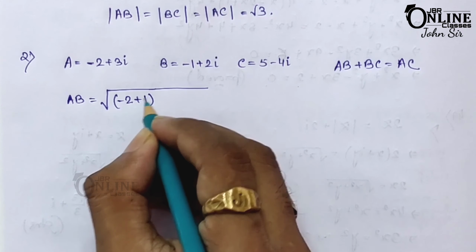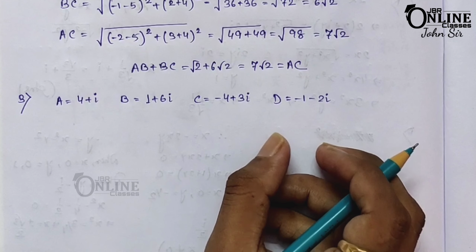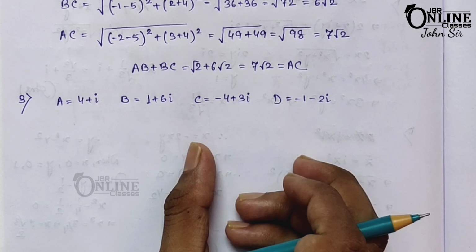Now the third one: if the points A, B, C, D are represented by the complex numbers 4 plus i, 1 plus 6i, -4 plus 3i, -1 minus 2i respectively, then show that ABCD is a square. Now all of you know that in a square all sides will be equal. So AB equals BC equals CD equals DA. All sides will be equal.